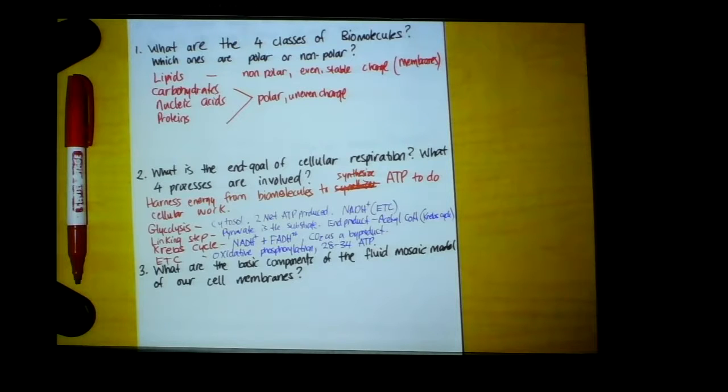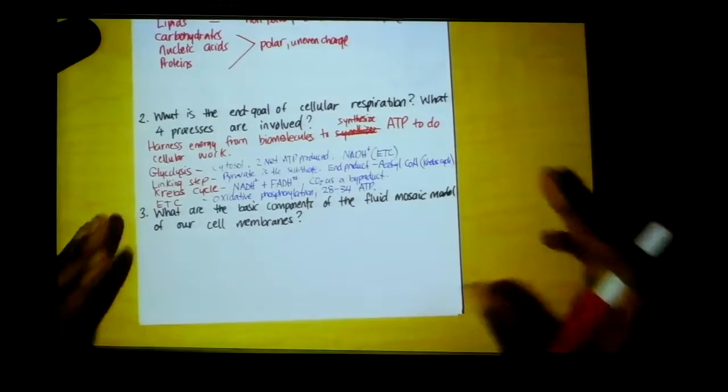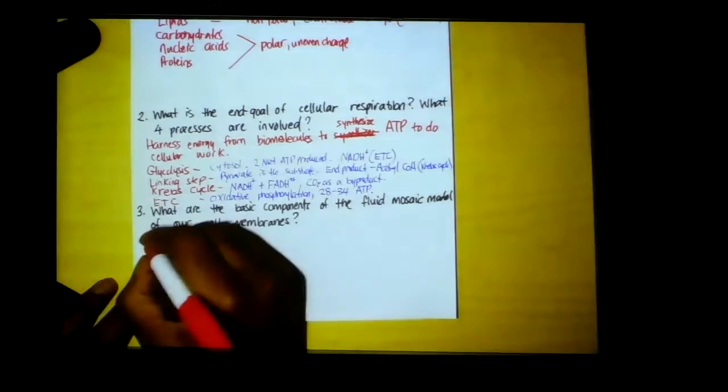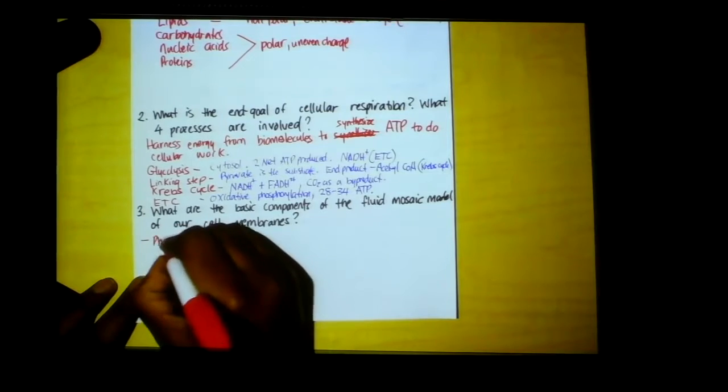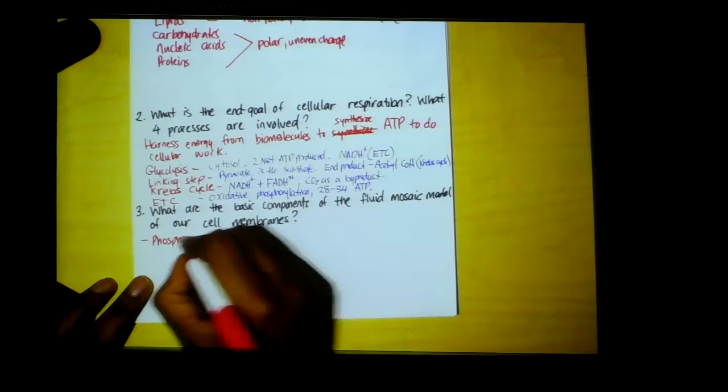All right, let's move on to question 3. What are the basic components of the fluid mosaic model? And we're going to talk about what they offer to the membrane, what feature, what function. So the basic components of the membrane. So I'll jump off and start here. We already said phospholipids when we talked about the biomolecules, so I'll write that down.